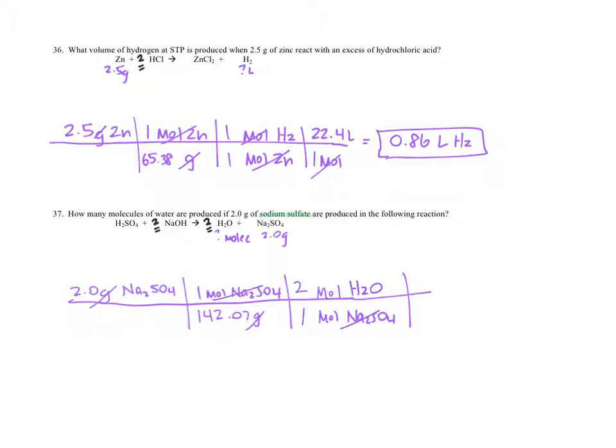And then this time it wants the answer in molecules, so a little bit different. Same principle though. 1 mole goes on the bottom. 6.02 times 10 to the 23rd molecules on the top. Go ahead and plug that in your calculator, and your answer should be 6.77 times 10 to the 22nd molecules of H2O. Make sure you box off your answer.